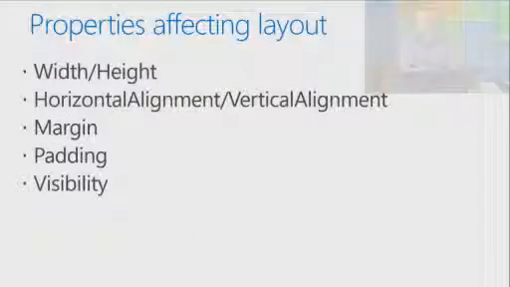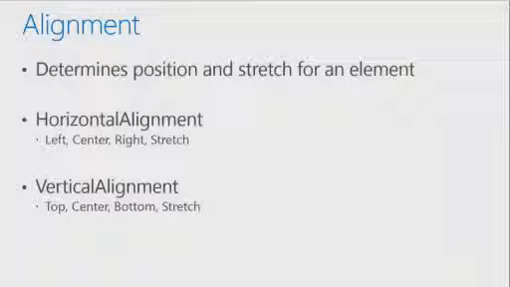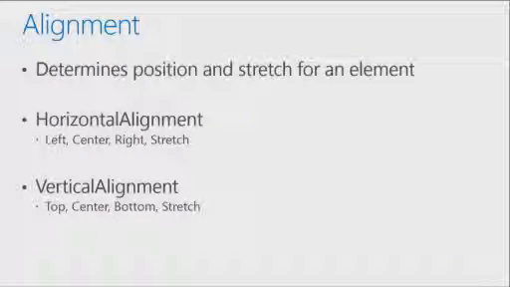Yeah. Some more properties we have: alignment, margin, and padding. And I'm going to walk you through all of them here. So alignment determines the position and the stretch of an element. For example, I can say, align this element to the left, or align it to the center. If it's a horizontal alignment, I say left, center, right, or I can just say stretch, which means take as much space as I can.